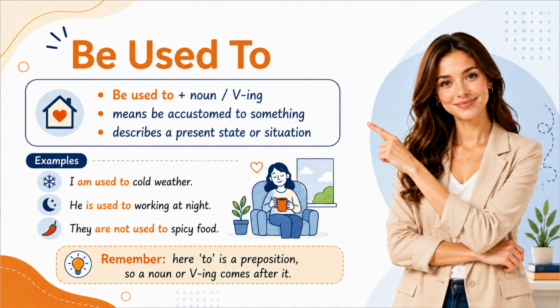We can also say, he is used to working at night. Here, working ends in ing because the word to is a preposition in this structure. Another example is, they are not used to spicy food. This means spicy food still feels unusual or difficult for them. Remember that the verb be changes according to the subject and tense. We can say, I am used to, she is used to, they are used to, or I was used to.